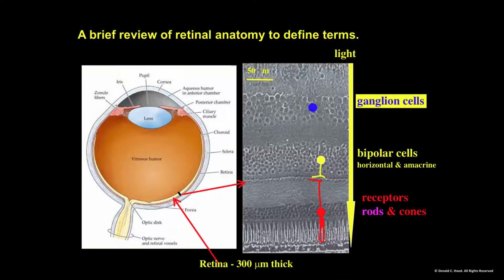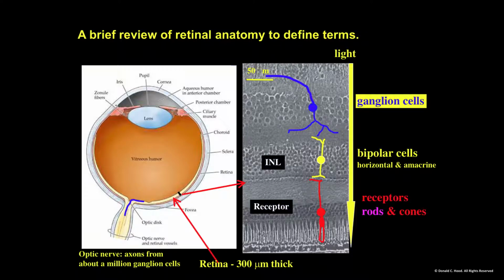Receptors synapse with the bipolars. Bipolars make synaptic connections with the ganglion cells. And the axons of the ganglion cells leave the eye as the optic nerve. And over here, I indicate that. You have about 1 million ganglion cells and 1 million axons in the optic nerve.